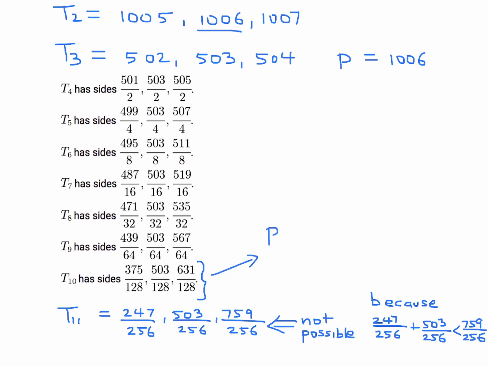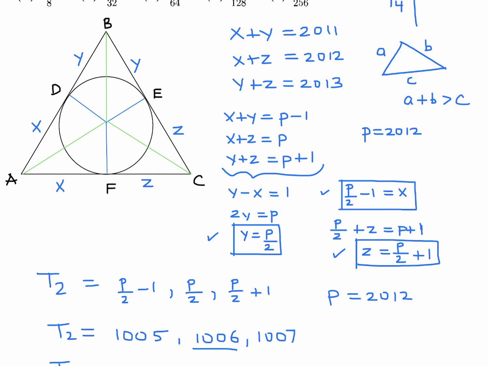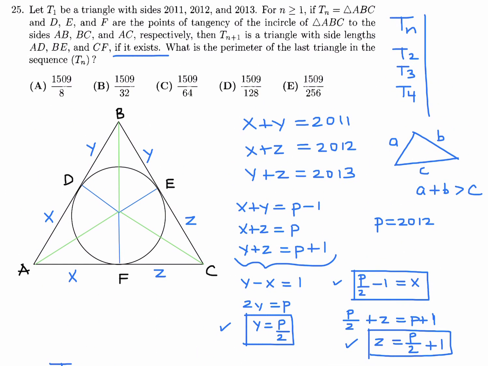So now all we have to do is find the perimeter of that, and the perimeter of that, of course, you just add up the three sides. So 375 over 128 plus 503 over 128 plus 631 over 128. And then when you add those, you get 1509 over 128. 1509 over 128 is choice D.